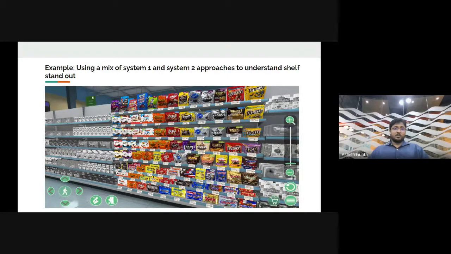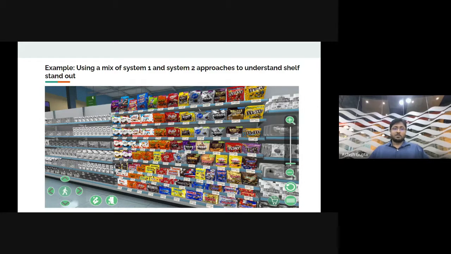And I spoke about the system one and system two approaches, right? Now imagine that you want to understand how consumers shop for a certain category. This is an example from the chocolate category, and we at MetrixLab use a lot of these system one and system two techniques to capture how consumers behave with respect to certain categories. If I were to ask you what brands you would typically shop for, you would say your usual brands, right? You would say, I shop for Cadbury, I shop for this, I shop for that.